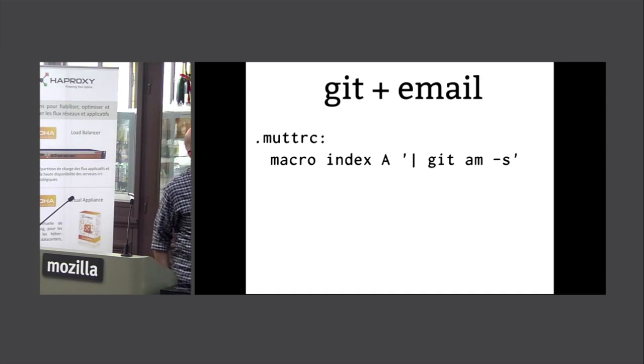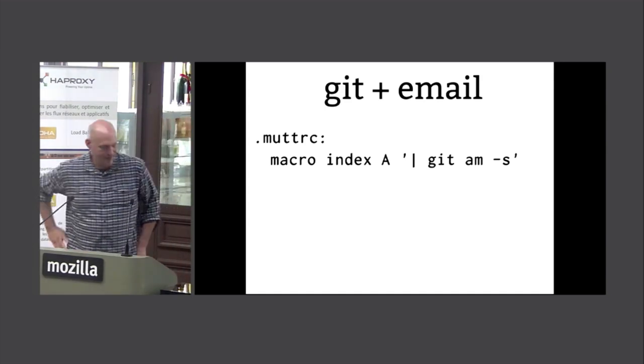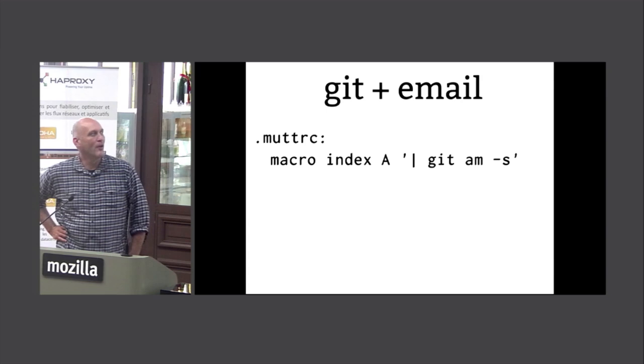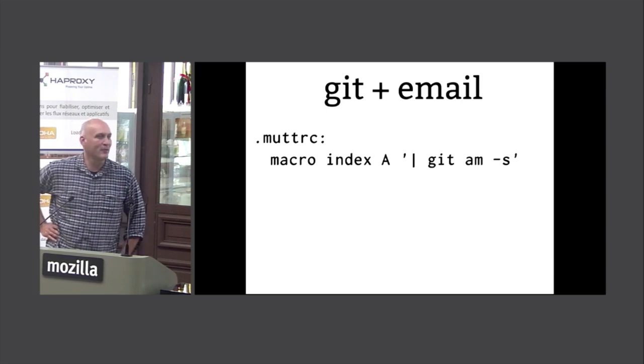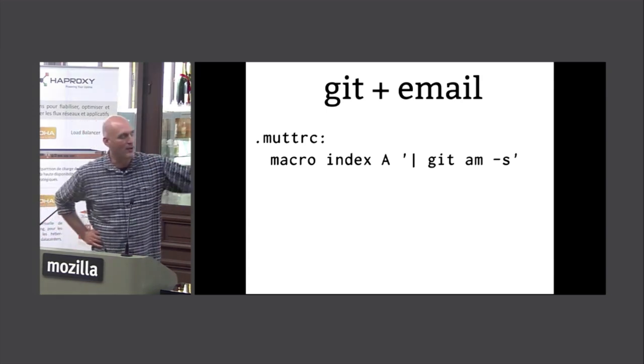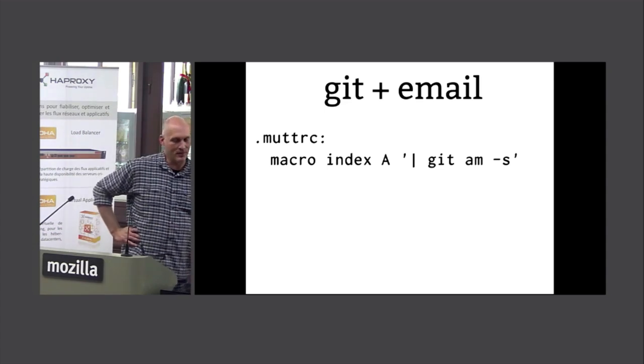I CD to my local repository for that tree and do that. Yes, I do. And we'll run it then. Or I will just pipe a whole mailbox. I save a mailbox. So here's USB patches. I pipe a whole mailbox into Git AM. I do it outside my mailbox.